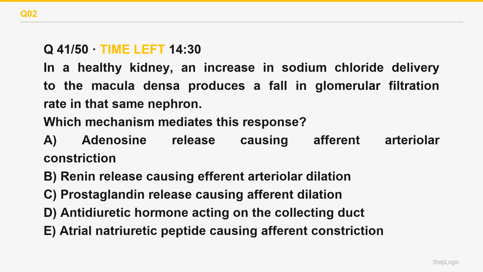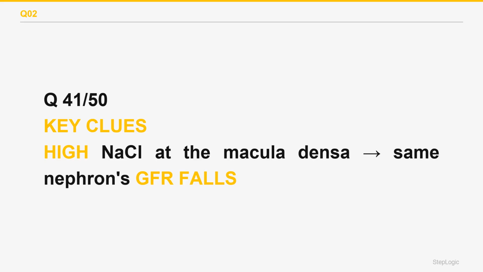Which mechanism mediates this response? In a healthy kidney, an increase in sodium chloride delivery to the macula densa produces a fall in glomerular filtration rate in that same nephron. Read the command, the mechanism. This is the nephron's own thermostat, and it explains how each glomerulus regulates itself.